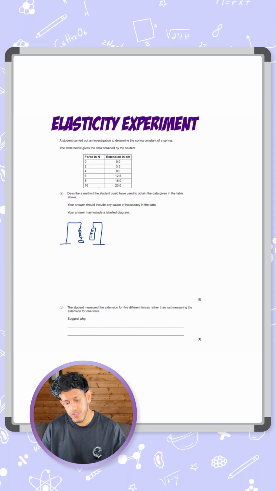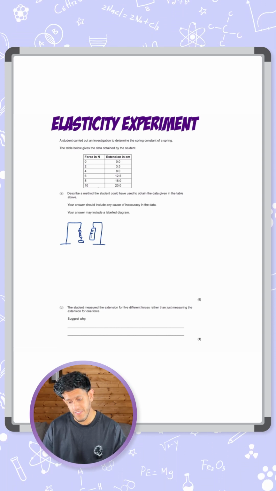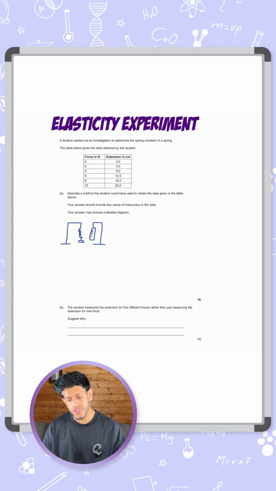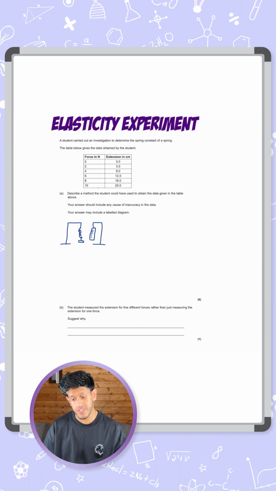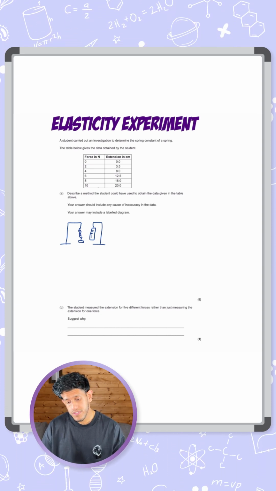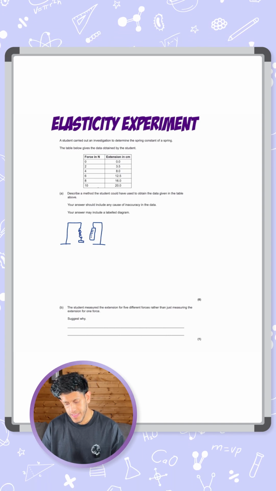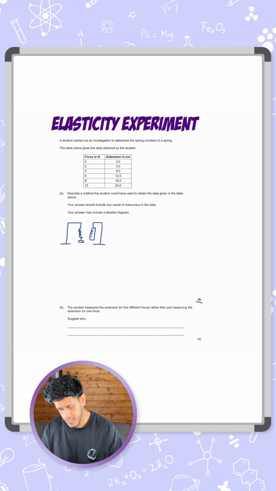Describe a method the student could have used to obtain the data given in the table above. Your answer should include any cause of inaccuracy in the data. Your answer may include a labelled diagram. And this is a big one, it's for 6 marks.